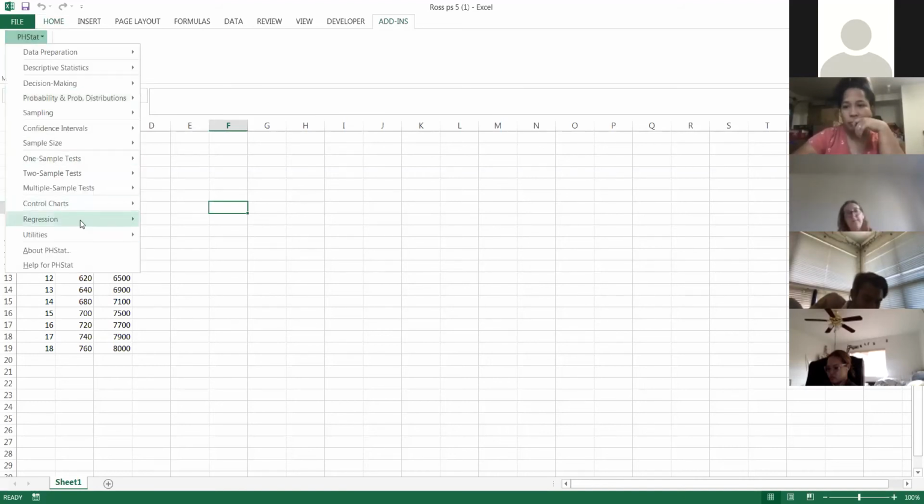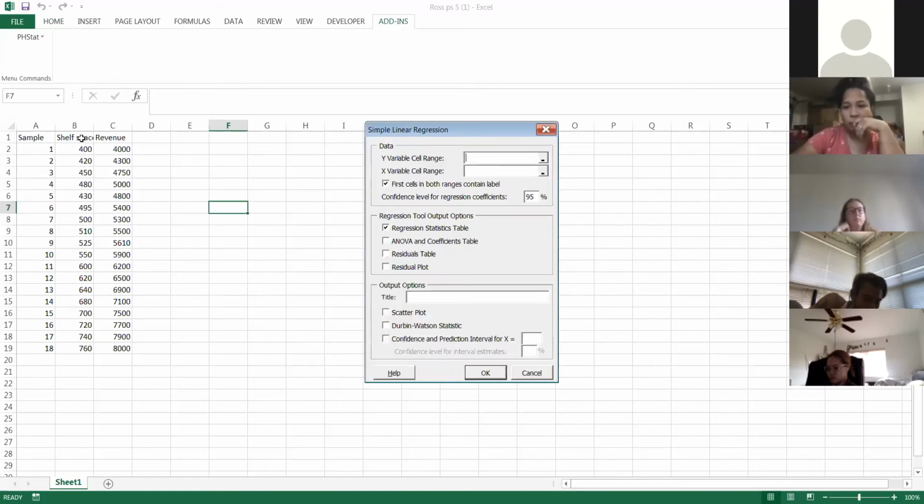So I'm going to run my regression, simple linear regression. We have two variables: a dependent and an independent. Our dependent variable is our y variable. The x is independent. So I'm going to run all this stuff.